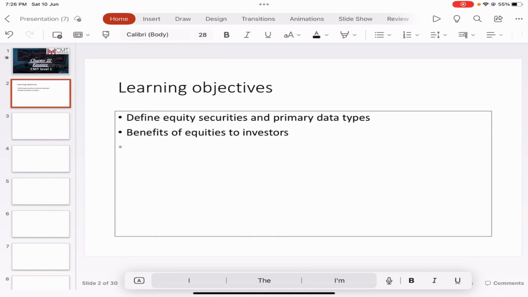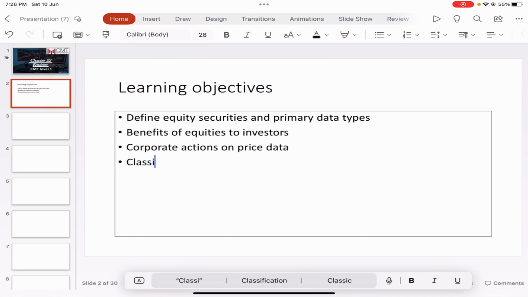When I'm talking about investors, I'm talking about people like you and me who want to invest in the stock of a company, right? So we are investing in equities. What are the benefits which we can have? And then the third learning objective is to identify the effect of corporate actions on price data. When a corporation takes actions, what effect does that have on the stock price? That is also something we'll be learning.